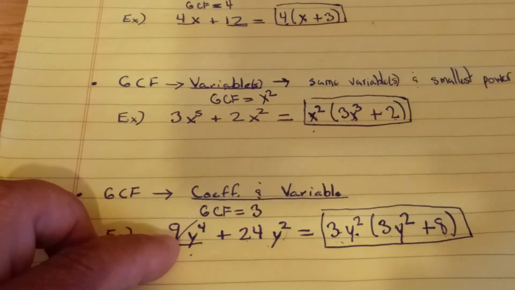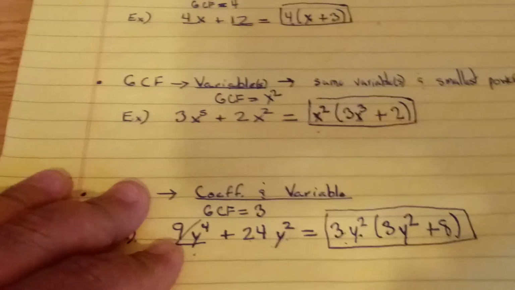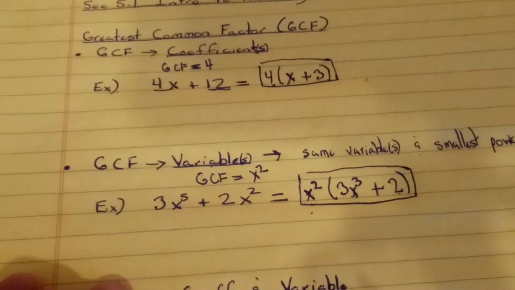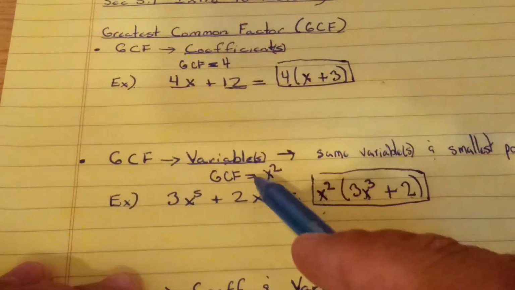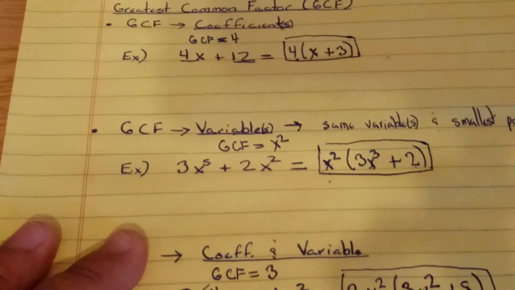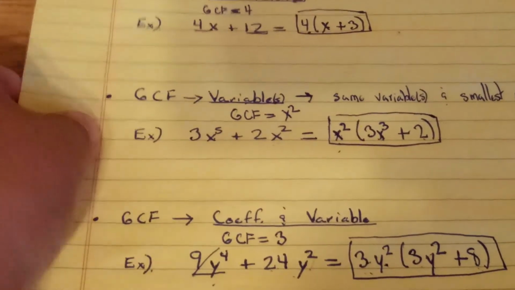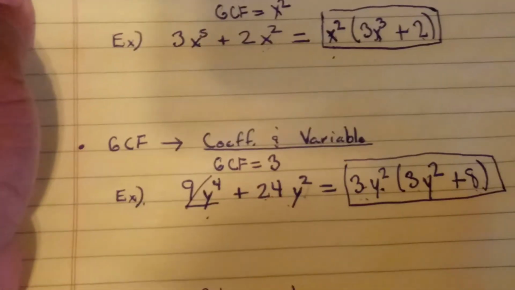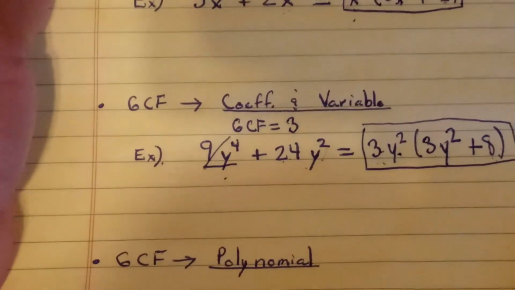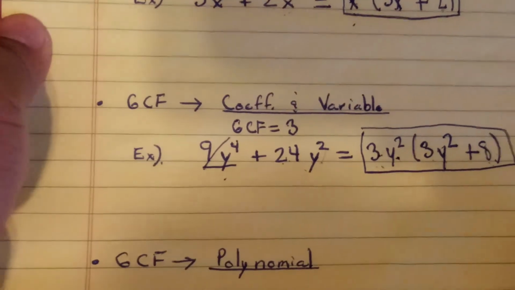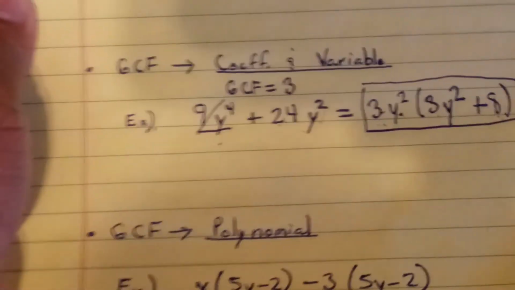Alright, so far we've got the coefficient. So sometimes you're going to just factor out a coefficient, sometimes a variable, or sometimes a combination of those two. The last example that we have for this particular one is the polynomial. So yes, you could have a GCF as a polynomial.